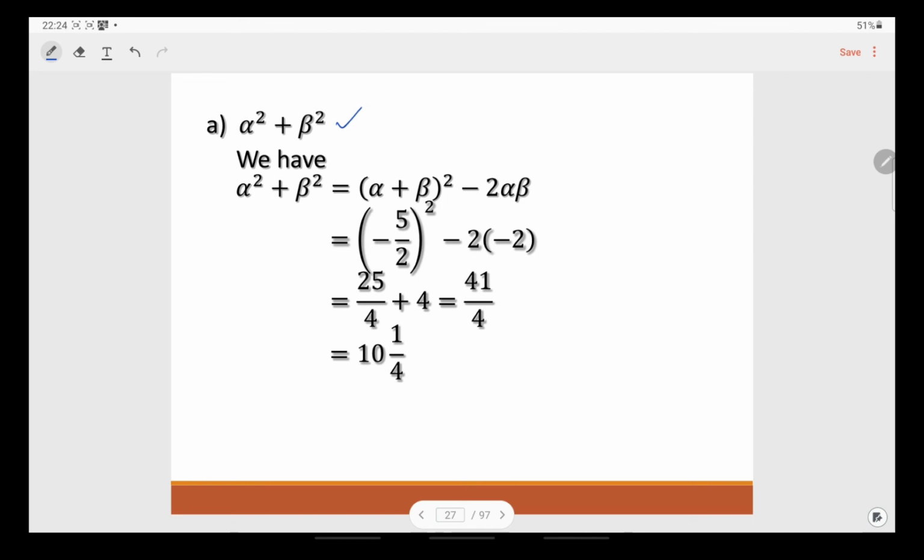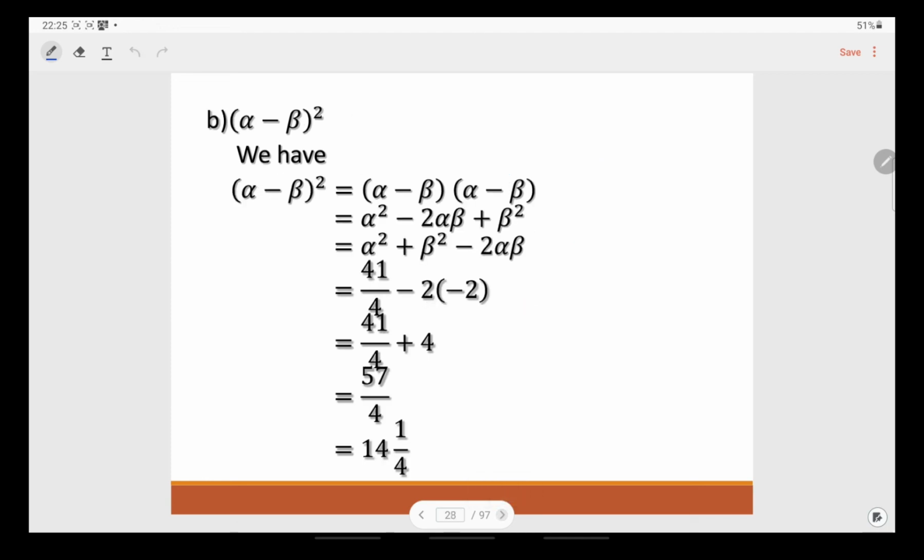So back to the previous slides. We have the identities. What is the identity for alpha square plus beta square? The identity is equal to alpha plus beta square minus 2 alpha beta. Now it becomes easier for us to solve this equation because we already have these two values. We have the sum of roots, we also have the product of roots. Just replace the values into the equation, simplify this expression, and finally we provide this as the final answer.